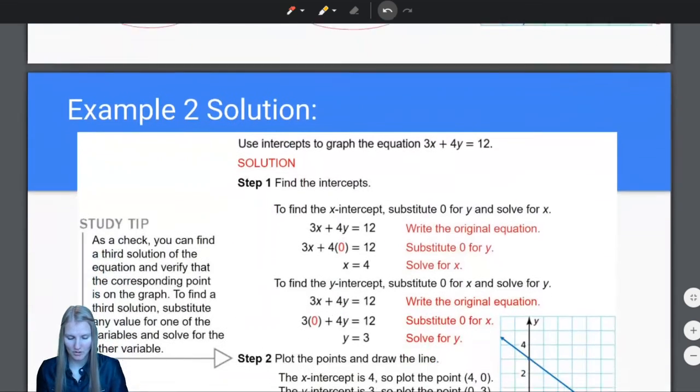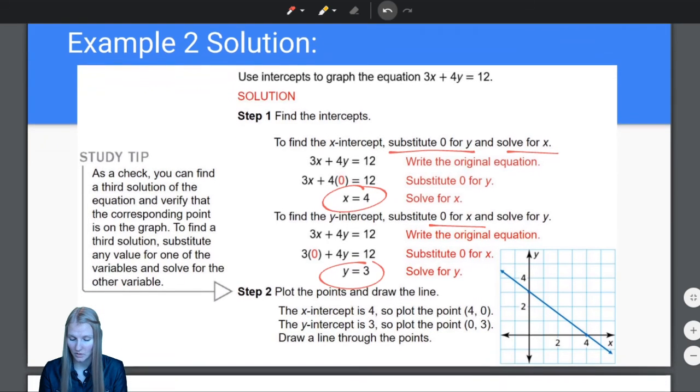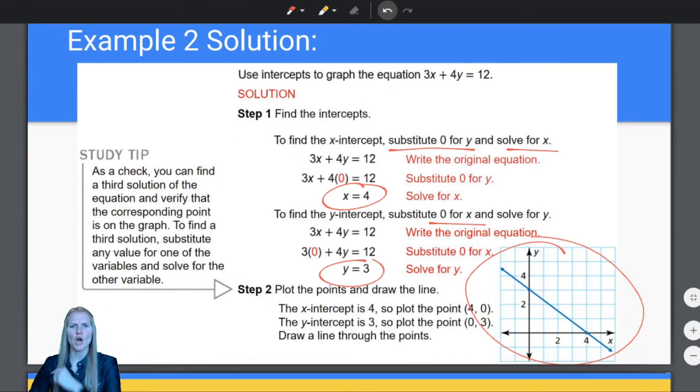Let's check and make sure that we were correct. Substitute y for 0, solve for x, x equals 4. Substitute x for 0 and solve for y, y equals 3. Look at that. Our graph looks just like theirs, so we are correct.